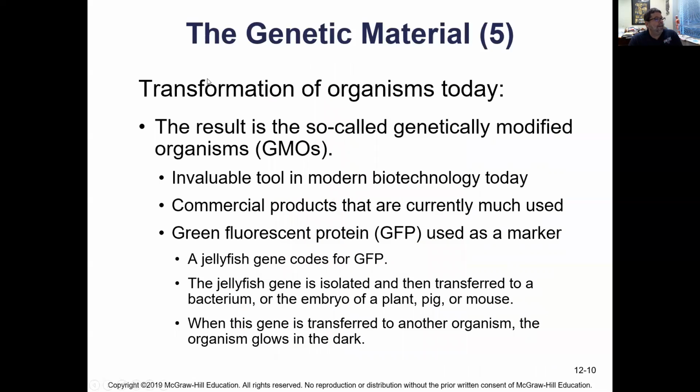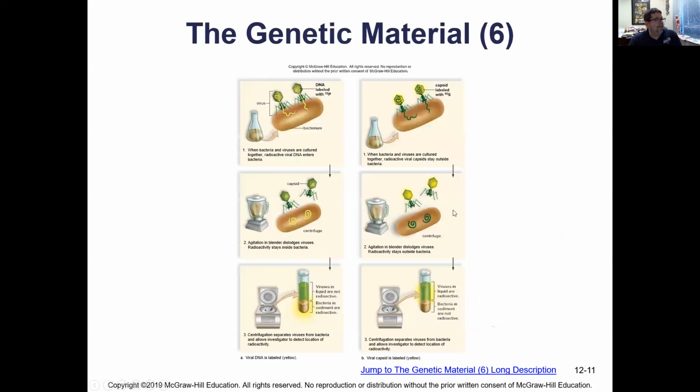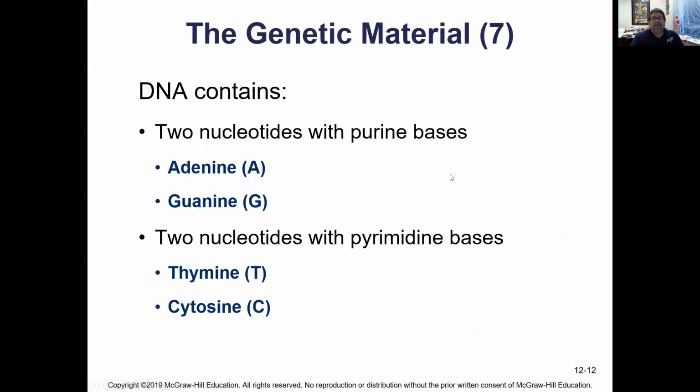Okay, so you can go and talk about that, talk about how transformation is used in genetic engineering. They can move this jellyfish gene to make it glow in other things, use it as a marker, blah, blah, blah. Moving on. Now, we get down to the big one here. DNA then is the hereditary material based on the Hershey and Chase experiment.